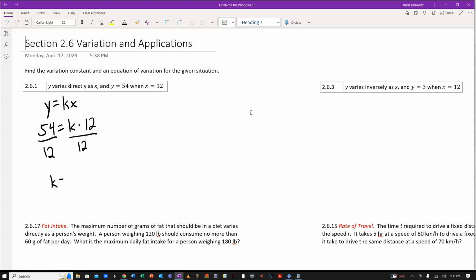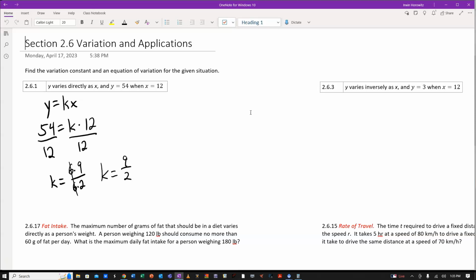And we get 54 divided by 12. We can simplify that because they both have a common factor of 6 in them. 54 would be 6 times 9, and 12 would be 6 times 2. I'm just doing this explicitly to remind you how to simplify a fraction. The 6's divide out to be just 1, and we get our constant k equals 9/2.